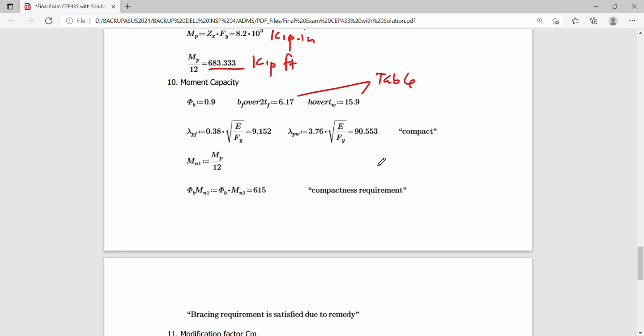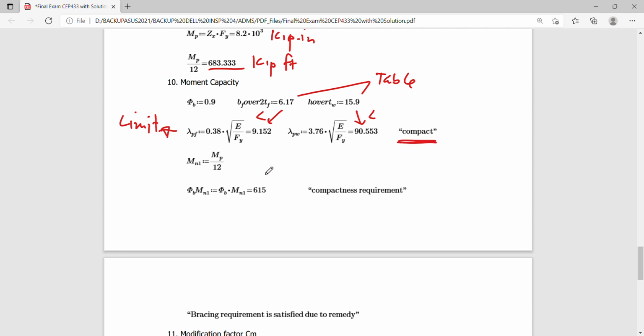Comparing it with the limits, the flange limit for local buckling in bending is 0.38 square root of E over Fy, and the web limit for flexural buckling is 3.76 square root of E over Fy. So these are all coming from the AISC width to thickness ratio limits. If we compare your flange 6.17, this is less than the limit, and this is also less than. Therefore, our conclusion is that the section is compact.